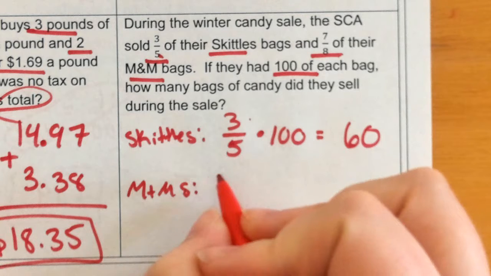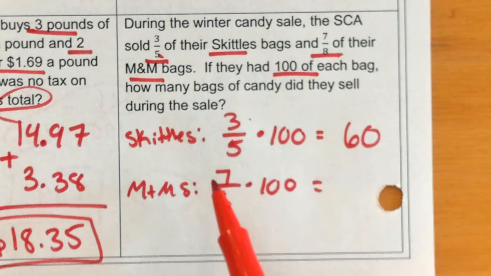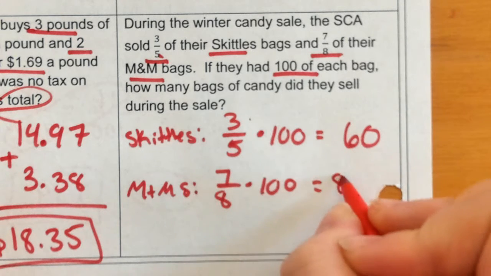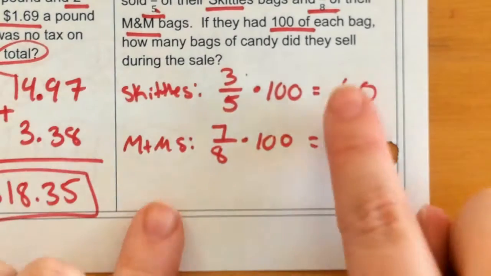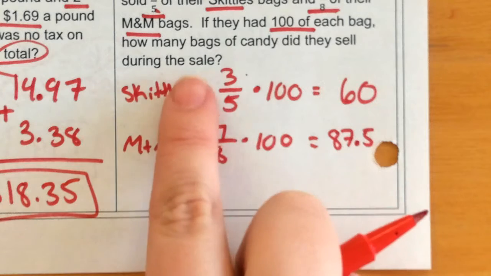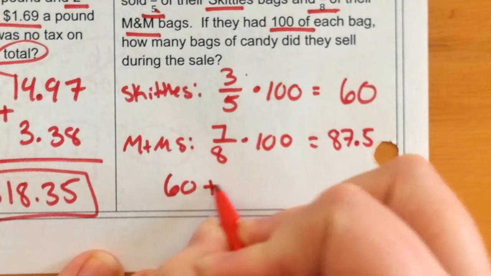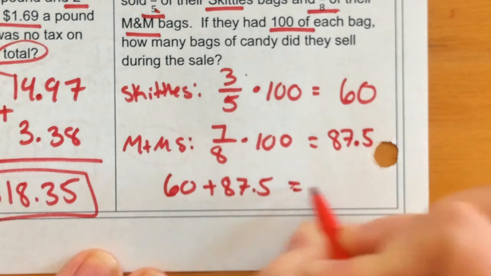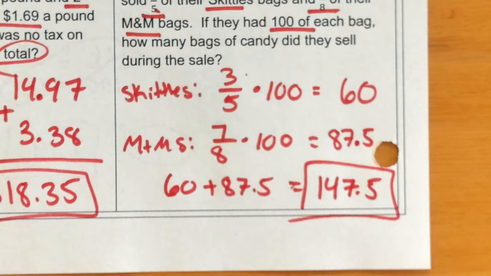For M&Ms, they sold 7/8 of their 100 bags. 7 divided by 8 times 100, well, that's 87.5. I'm not exactly sure how they sold half a bag, but maybe somebody ate half the bag and then they didn't like them. So let's think. If they sold 60 bags of the Skittles and 87.5 of the bags they had for M&Ms, how many bags of candy did they sell during the sale? Well, they sold the 60 bags of Skittles plus the 87.5 bags. So they sold 147.5 bags of candy during the sale.